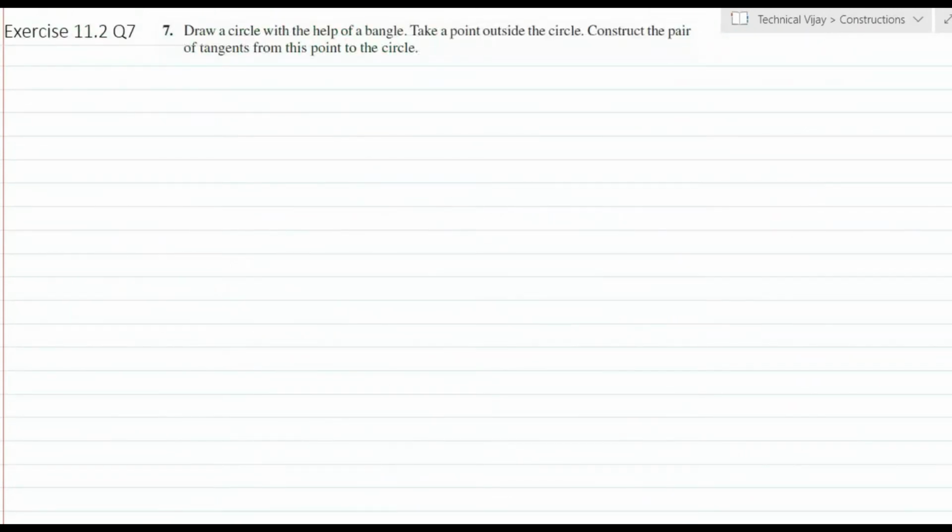Exercise 11.2, question number 7. Draw a circle with the help of a bangle. Take a point outside the circle. Construct the pair of tangents from this point to the circle. So the rough sketch will be: we take one bangle and draw this circle. Then we take a point P outside and draw the tangents from it. This is simple.